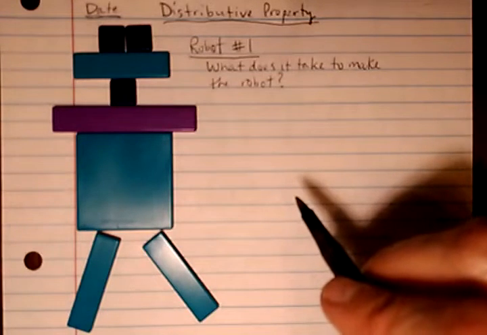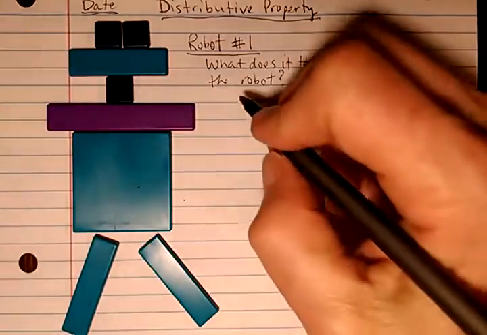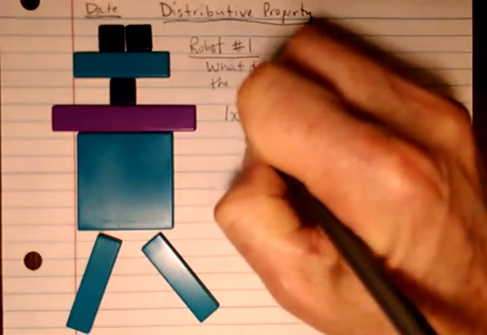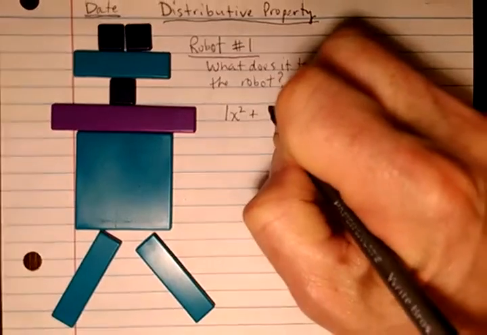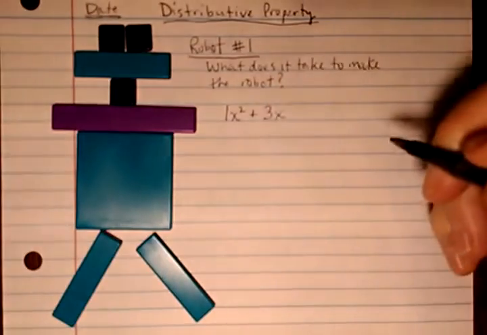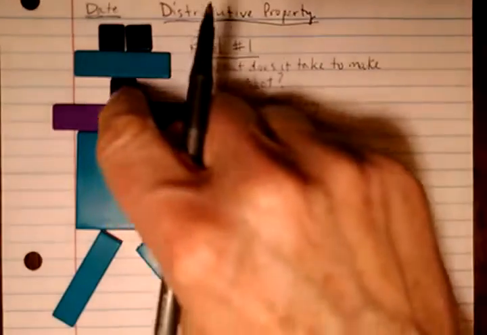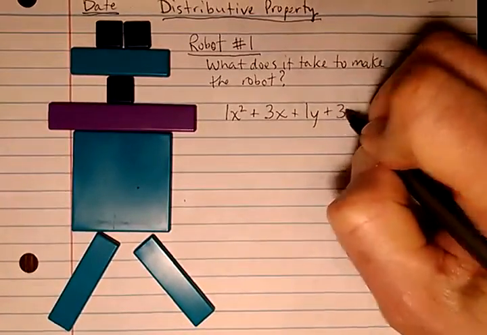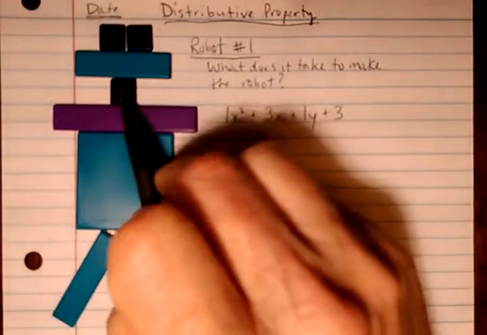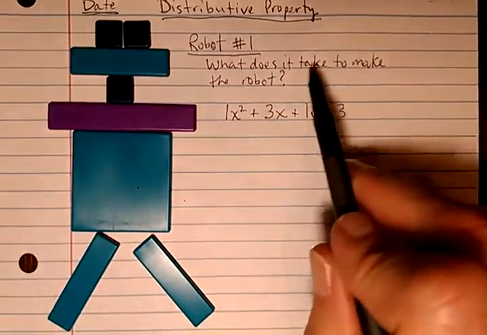Well, we can see that to make the robot, there's one of the X squared tiles. So let's write that down. One X squared tile. And we've got some X tiles, the legs and this little part of the head. So there's 3 of those. So we need to say plus 3 X tiles. There's a Y tile, so plus 1 Y. And we have 3 of the 1s for the eyes and the neck. Plus 3. Those are our 1s. 1, 2, 3 of them. That's why we wrote 3 there. Okay, so that's what it takes to make the robot.